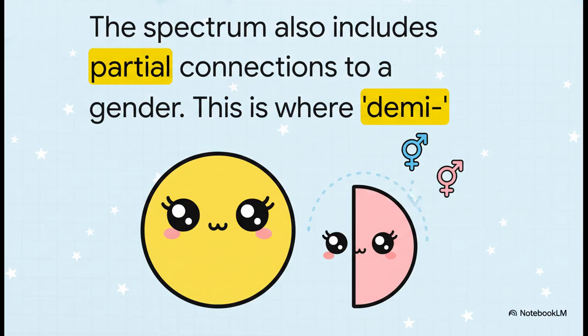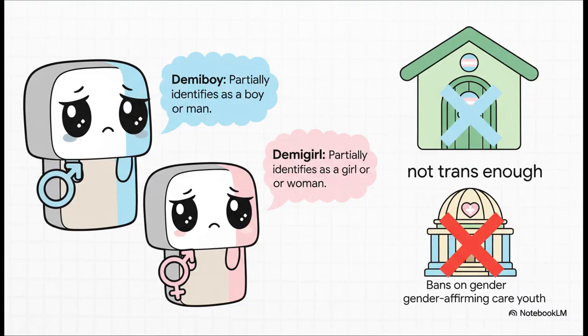And this is where the demi identities come into play. So a demiboy is someone who partially but not completely identifies as a boy or a man. And similarly, a demigirl partially identifies as a girl or a woman. These folks often find themselves in a really tough spot. They can sometimes be excluded from trans spaces for being, quote, not trans enough, while at the very same time, they're directly hit by the sweeping legislation that bans gender-affirming care for any young person who's exploring their identity.